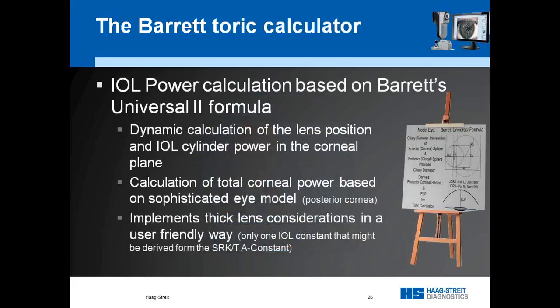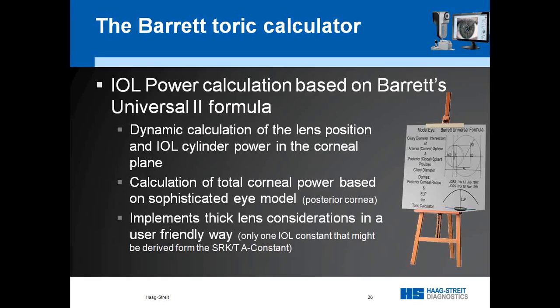Okay, first of all, let's look at what Barrett does in his formula. Barrett's toric calculator is based on his Universal 2 formula, which has been there for quite some time. The Universal 2 is first applied to calculate the lens position, and this lens position is used to calculate the power of the cylinder of the IOL in the corneal plane. Compared to the Alcon calculator, that's a big difference, because the Alcon calculator always uses a fixed ratio from the IOL implant to the cornea.